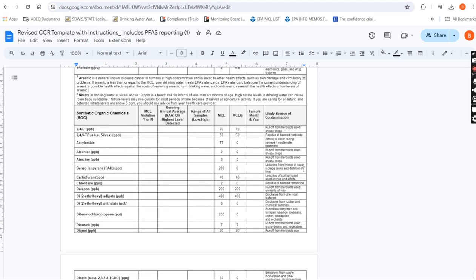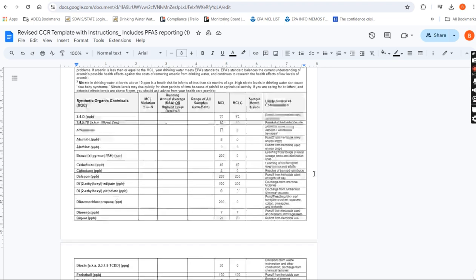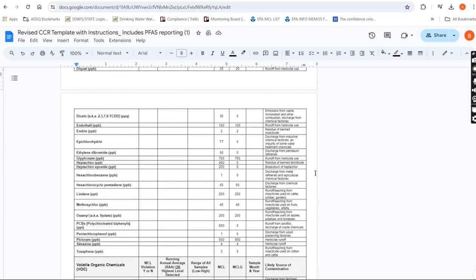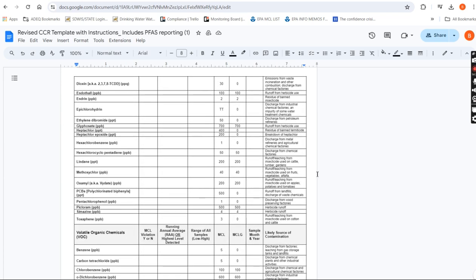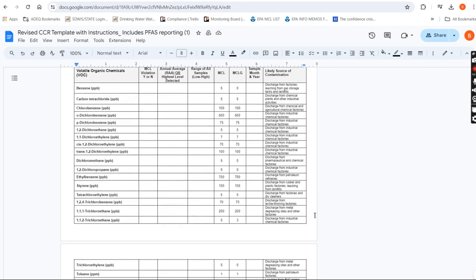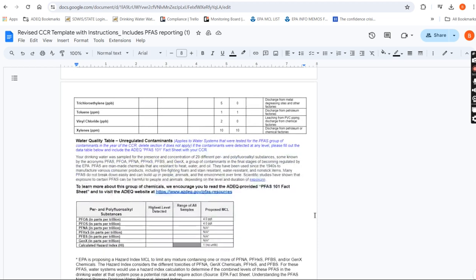Synthetic organic chemicals. Many systems will have mostly non-detects. If there were no detects, again, do not include this section at all. You can choose to list the contaminants that were sampled for, or say something along the lines of 30 additional synthetic organic contaminants were tested for and not found in your water. The same applies to volatile organic chemicals.